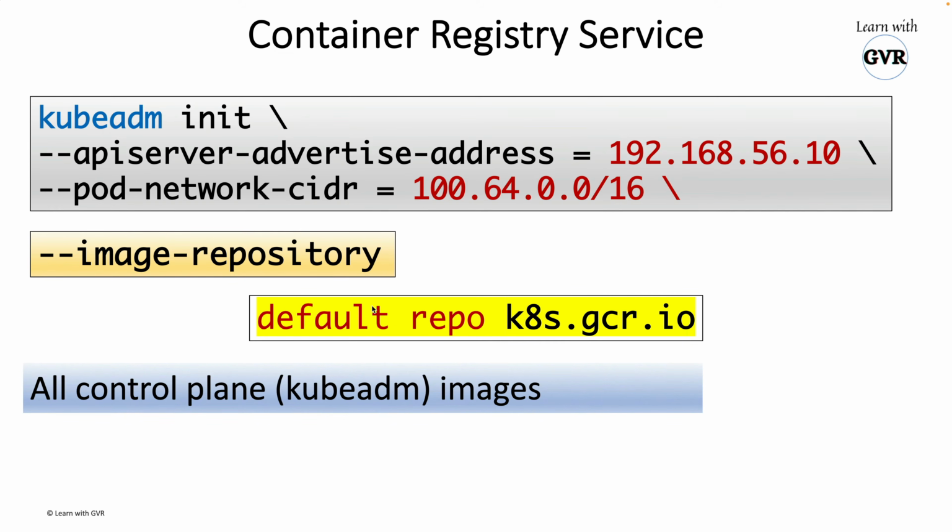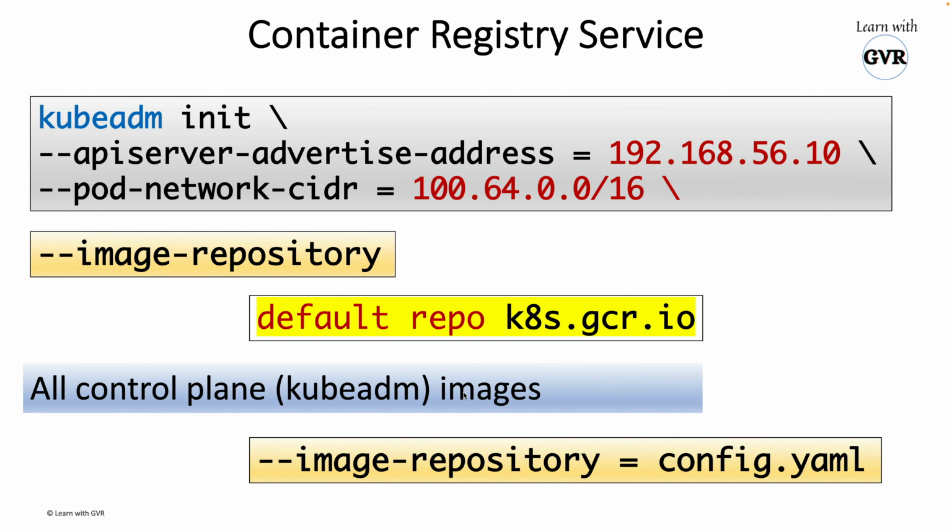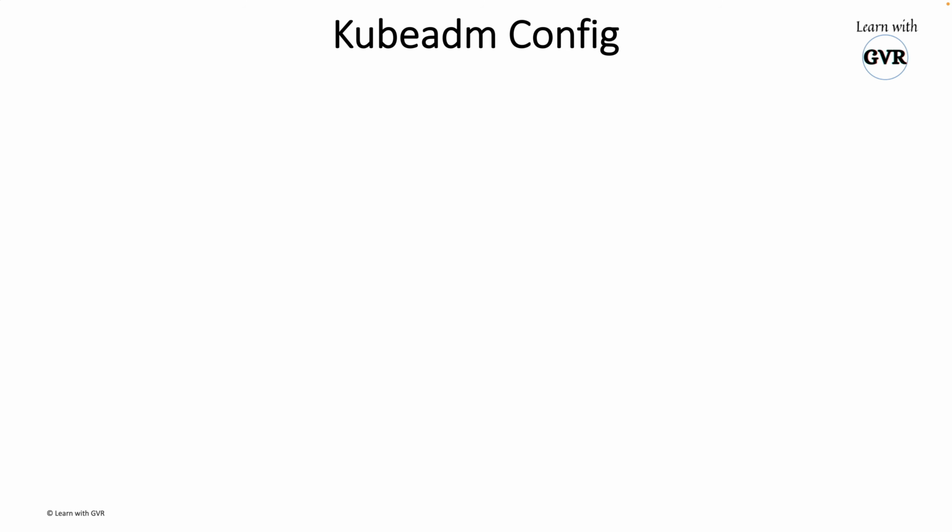But what if you have your own registry? How can you do that? Yes, there is a way, with --image-repository, and you need to pass a config.yaml. So again, what is this config.yaml? Let's try to understand that.